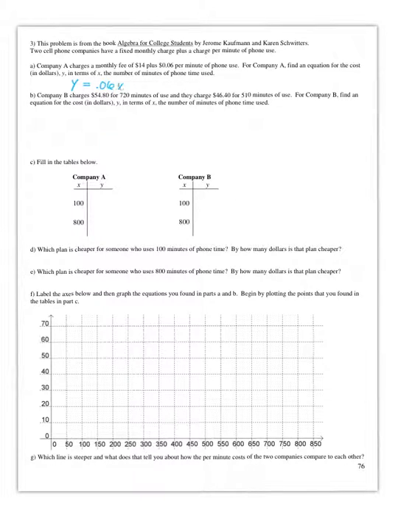So, each minute you're charged 6 cents, so it's going to be 0.06 times the number of minutes you're talking, plus the initial fee of $14. Company B charges $54.8 for 720 minutes and $46.4 for 510 minutes of use.